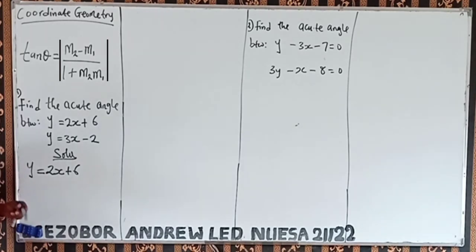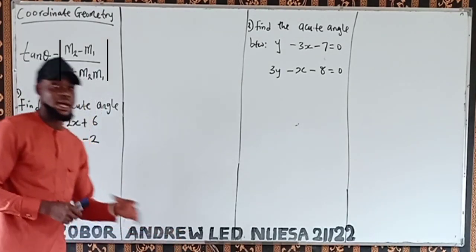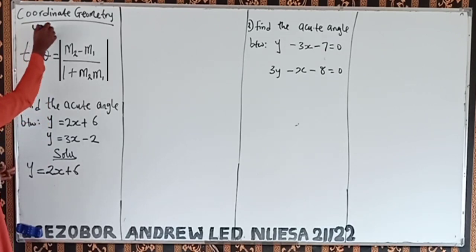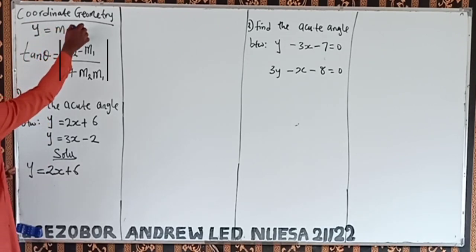Now, to get the gradient, I showed you guys two ways in the last class. I said the first thing, you ensure you make y the subject of the formula. The next thing you do, you will take the coefficient of x, that will be the gradient. In the sense that you will just take y is equal to mx plus c.